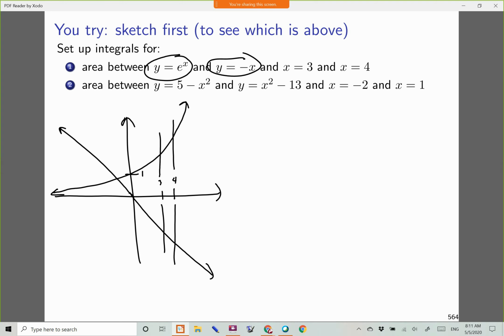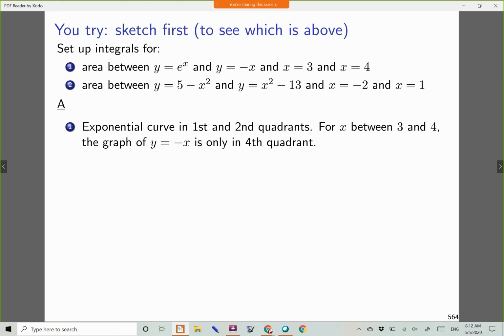And really the region that's being asked about in this first question is actually that sliver of space. And yeah, sure, over back here, there's this crossing, and then the line is above the exponential. But in the part that we care about over here, the exponential is above the line. I try to put at least some words to this here. So the exponential curve is in the first and second quadrants, and at least for x values between 3 and 4, the graph of y equals negative x is only in the fourth quadrant.